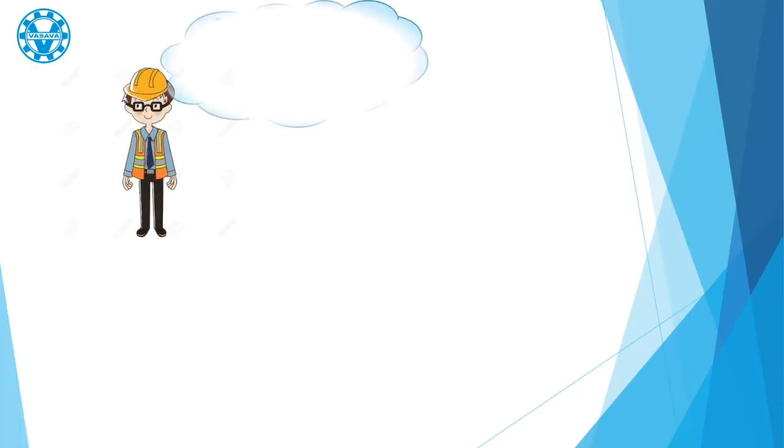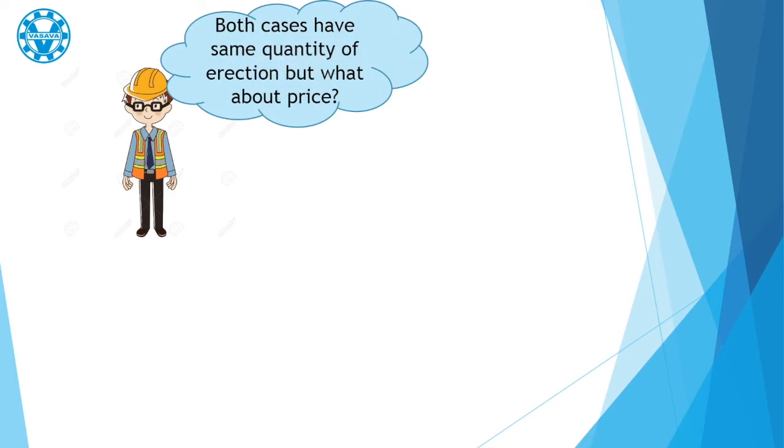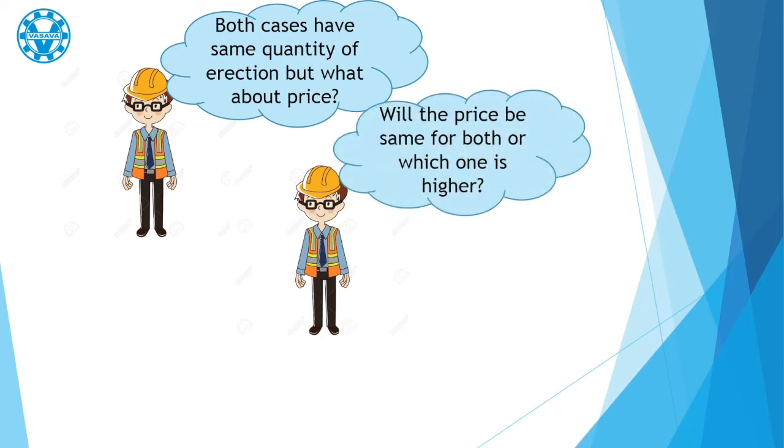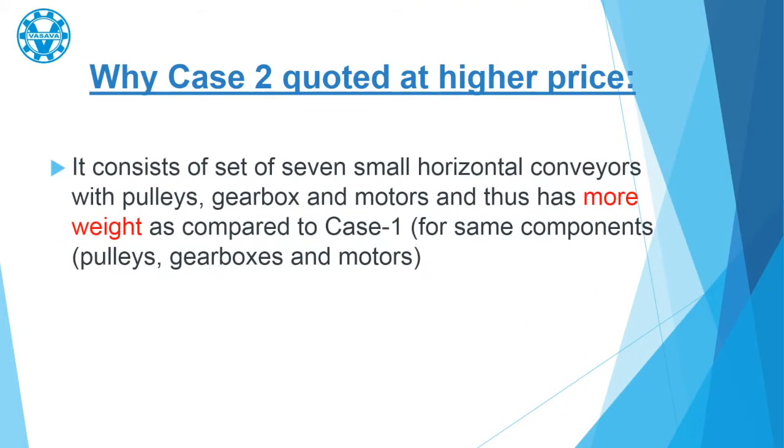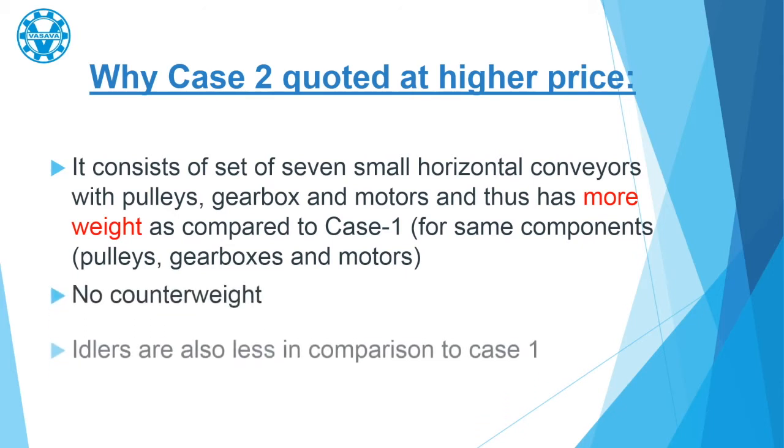Both case 1 and case 2 are related to erection of belt conveyors. Both are 50 metric ton. What will be the price of erection of equipment in both cases, in rupees per metric ton? Will it be the same for both cases? Which case will be quoted at a higher price? Obviously it is case 2. It is the set of 7 small horizontal conveyors, where the weight of pulleys, gearbox and motors is a higher proportion as compared to case 1. Also, the counterweight is nil.